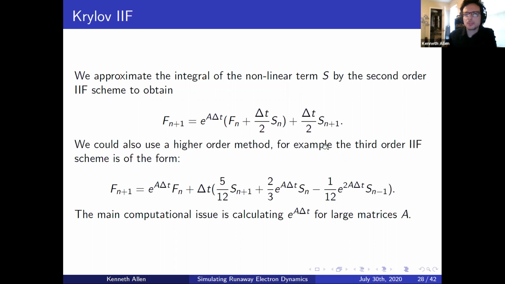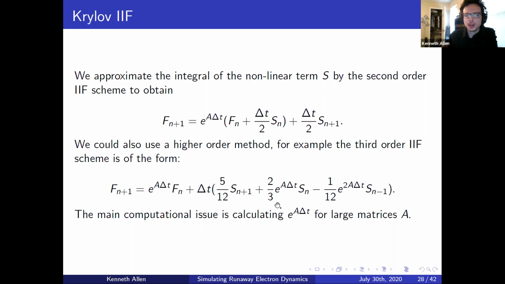So what we can do is approximate the integral of this nonlinear source term with this second order IIF scheme, and we get this formula here for the value of f at the n plus first time step as a function of the value of f at our nth time step. This is an example of a second order method for evaluating this integral, but we could also use a third order method, which is a bit more complicated.